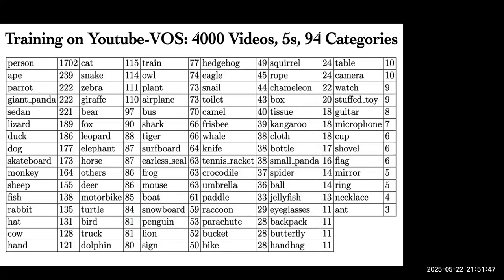Then we train the model on this YouTube VOS. It has about 4,000 videos, on average 5 seconds long. It has 94 categories, but we don't use any of these labels. It's curated by other people. We just use this data set that's manageable by our small academic compute. So we learn such a model, and we want to see what is the output.